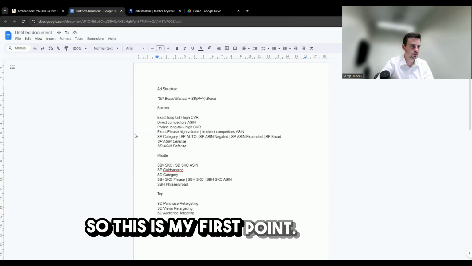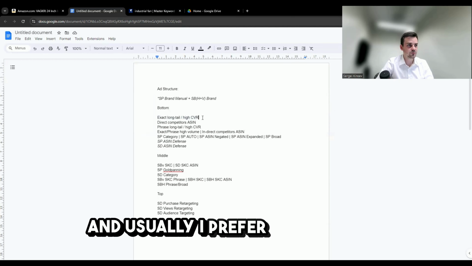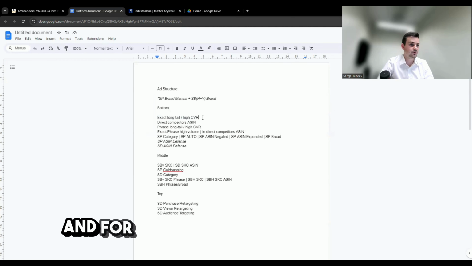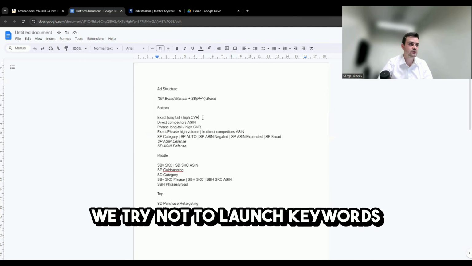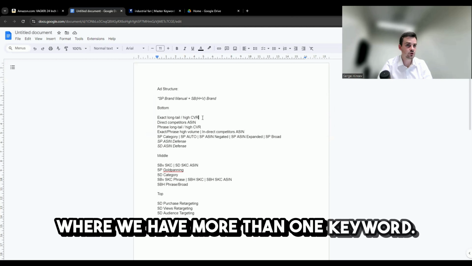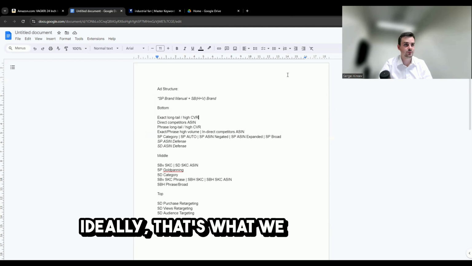So this is my first point. Long tail, and usually I prefer exacts only. And for the sake of this conversation, we launch only single keyword campaigns. We try not to launch campaigns where we have more than one keyword. Ideally, that's what we want to do.